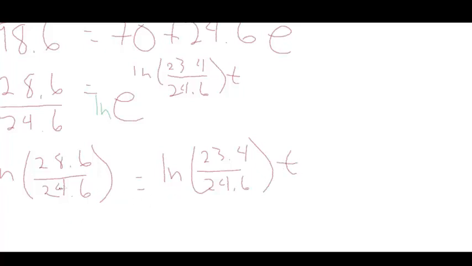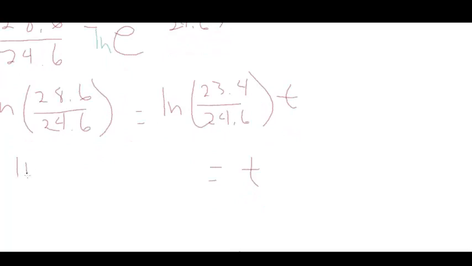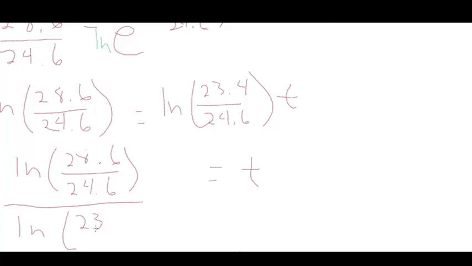So what we need to do is plug those two numbers into our calculator, and simplify this to solve for time. As you know, if those two ln's are simply numbers, once I plug them into my calculator, I would get just a number. So what could I do to solve for t? All we would have to do is divide. So this is the ln of 28.6 over 24.6 divided by ln of 23.4 divided by 24.6. So this is what we need to plug into our calculator to solve for time.